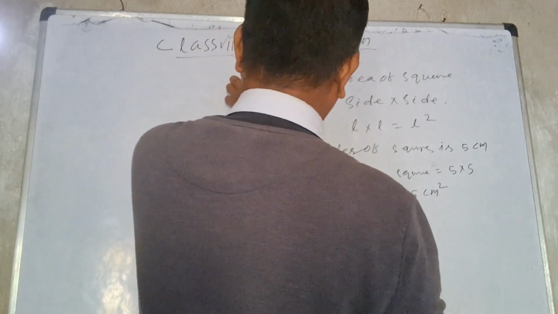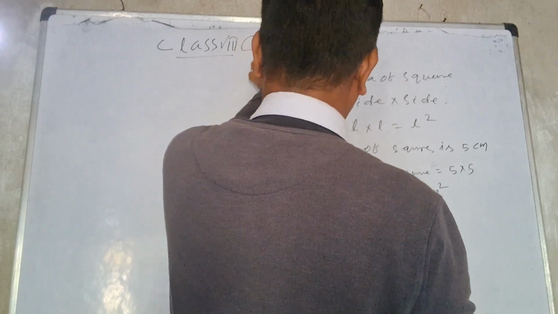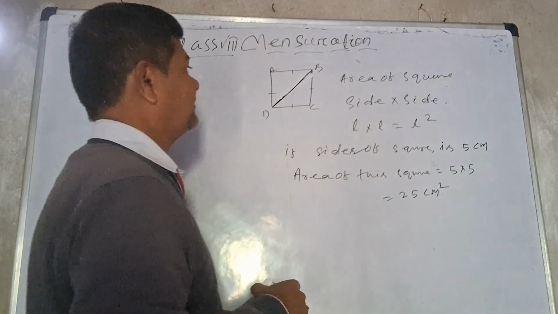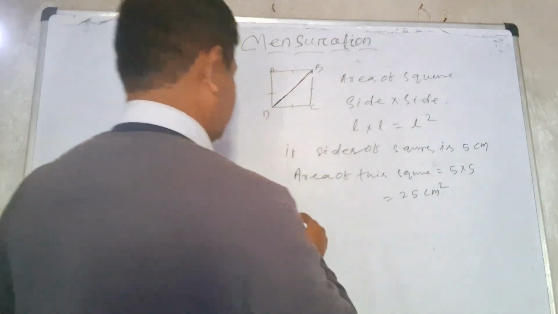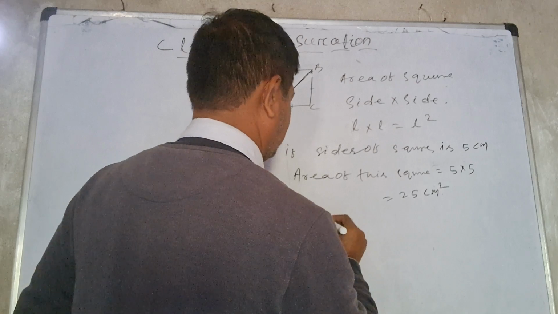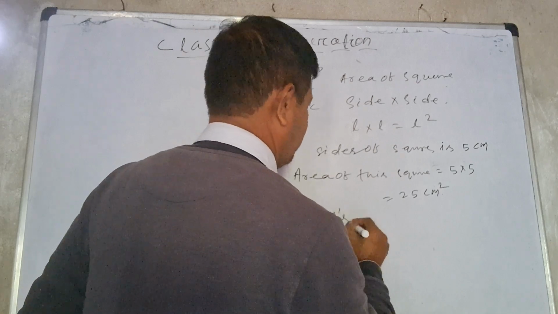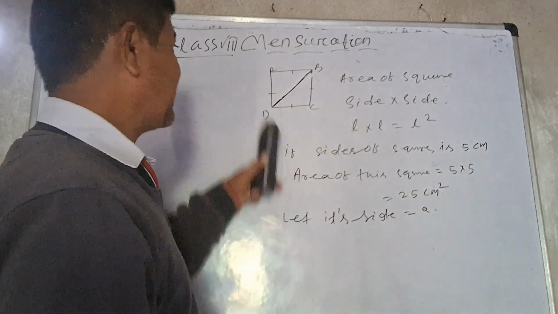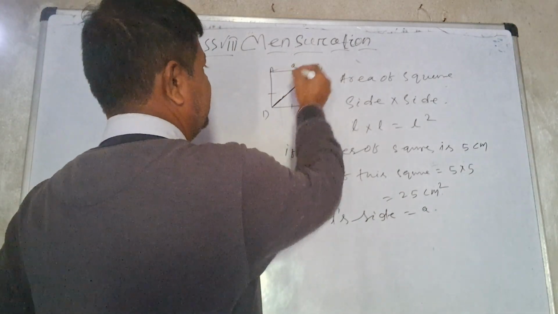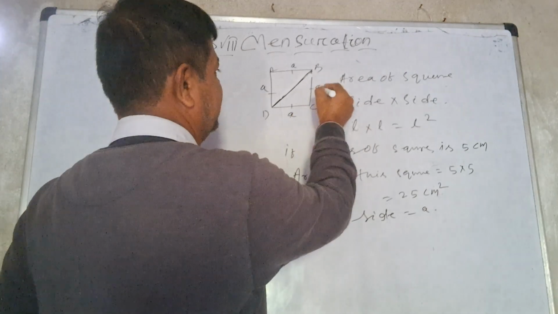Square or diagonal, how do you find it? We know that all four sides are equal. Let its side be A. It is A, it is A, it is A, it is A.